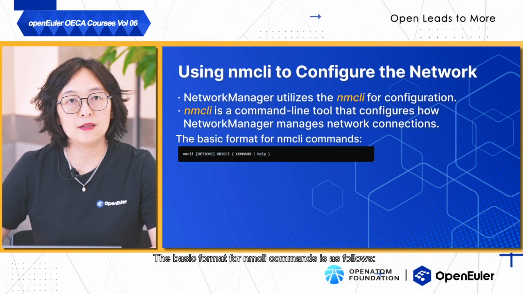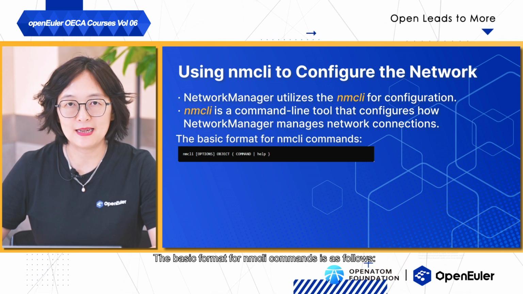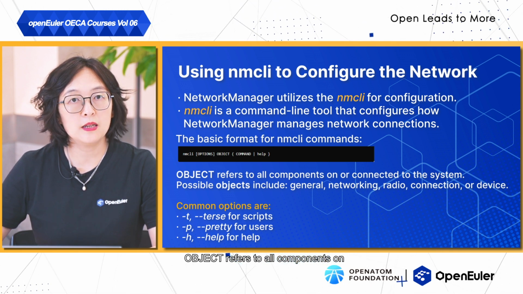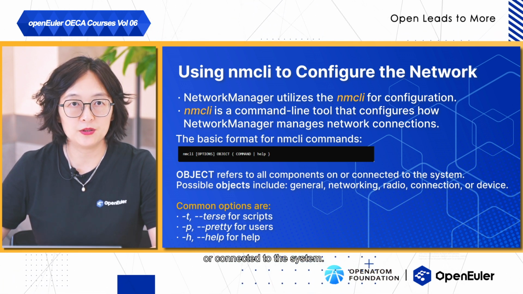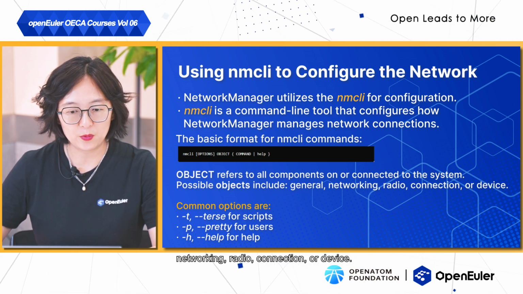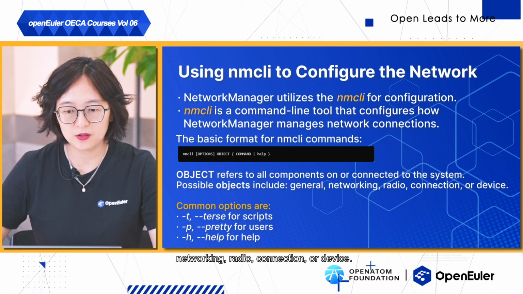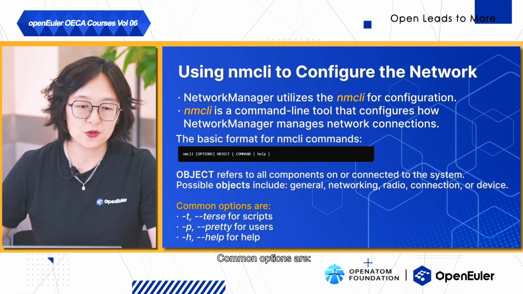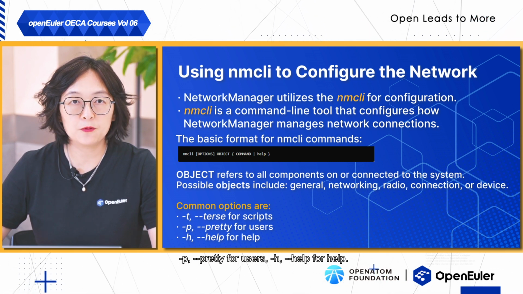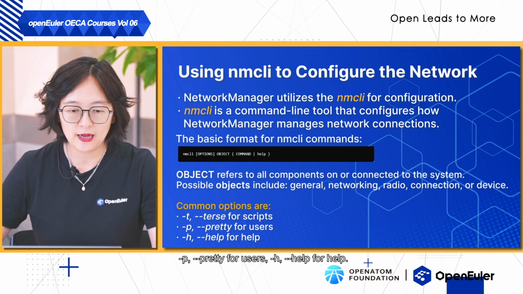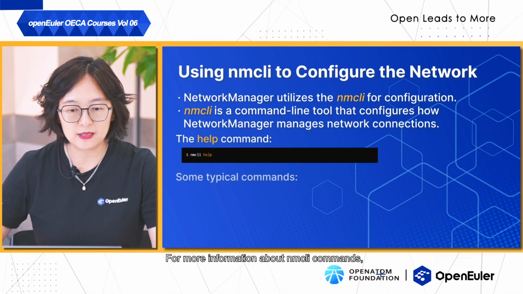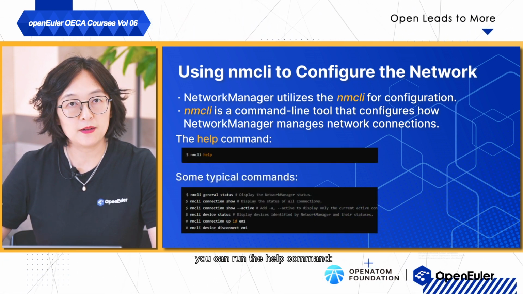The basic format for CLI commands is as follows. Object refers to all components on or connected to the system. Possible objects include general, networking, radio, connection, or device. Common options are T, test for scripts, P, pretty for users, H, help for help. For more information about CLI commands, you can run the help command.